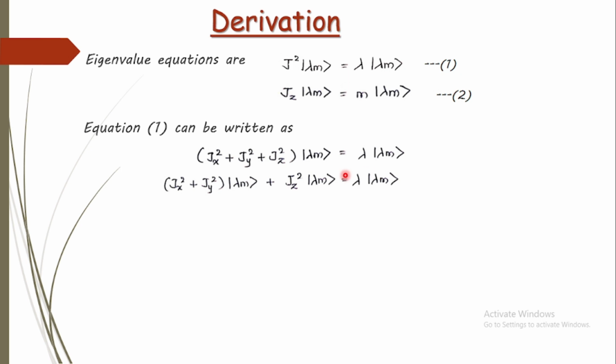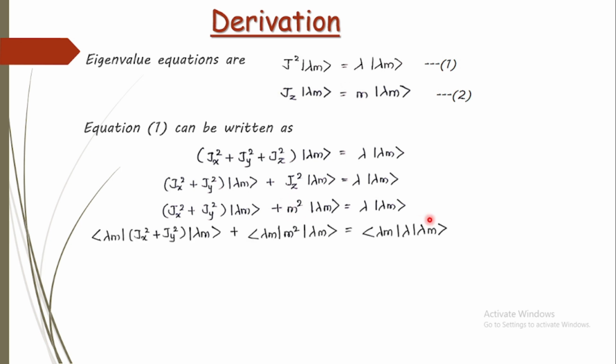And now if we look at this equation, we have equation number 2, that is Jz ket lambda m equals m ket lambda m. So we can substitute here and we can write in place of Jz square its corresponding eigenvalue, that is m square. For Jz it is having m, and for Jz square we can write as m square.